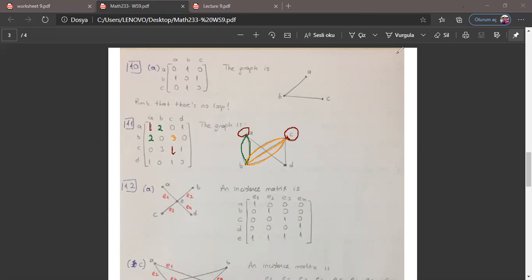And here we see again 3 there. Sorry, it should be with the same color. So here we have 3. What about D? D and A has only one edge, as in here, and as in here too. And the remaining one is C and D. I guess there is only one edge between them, and finally we have this. Okay.